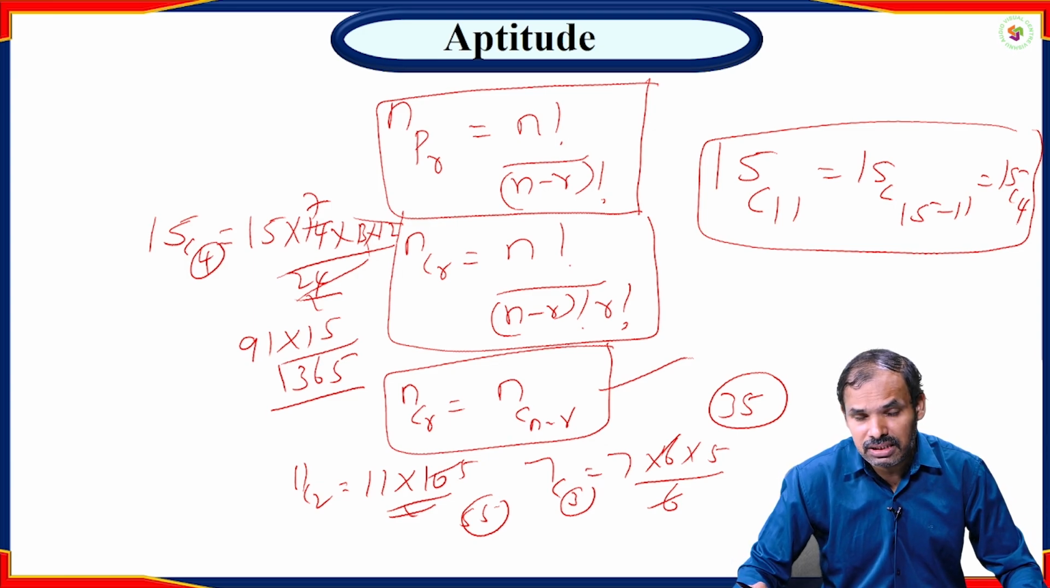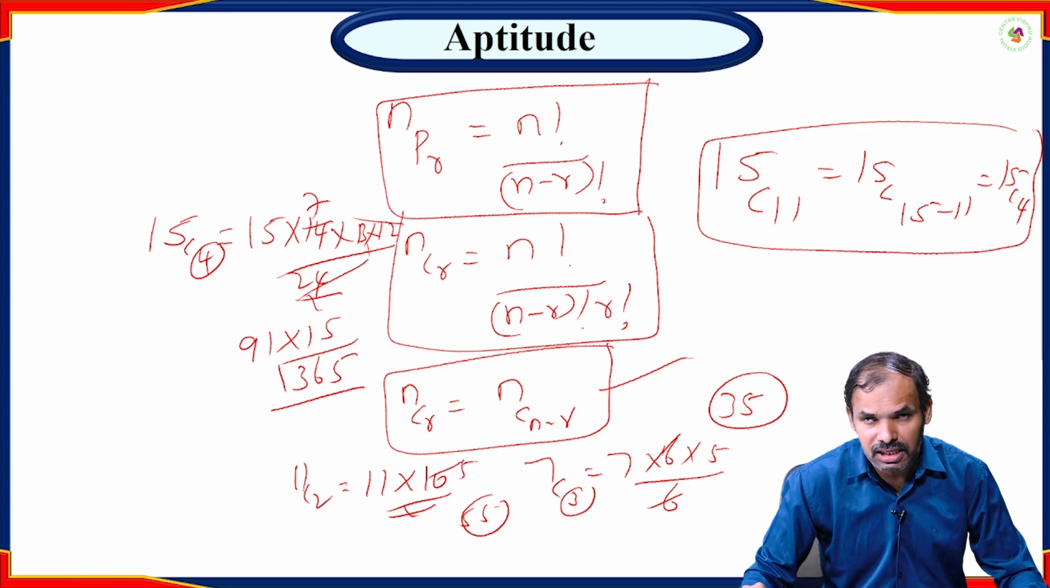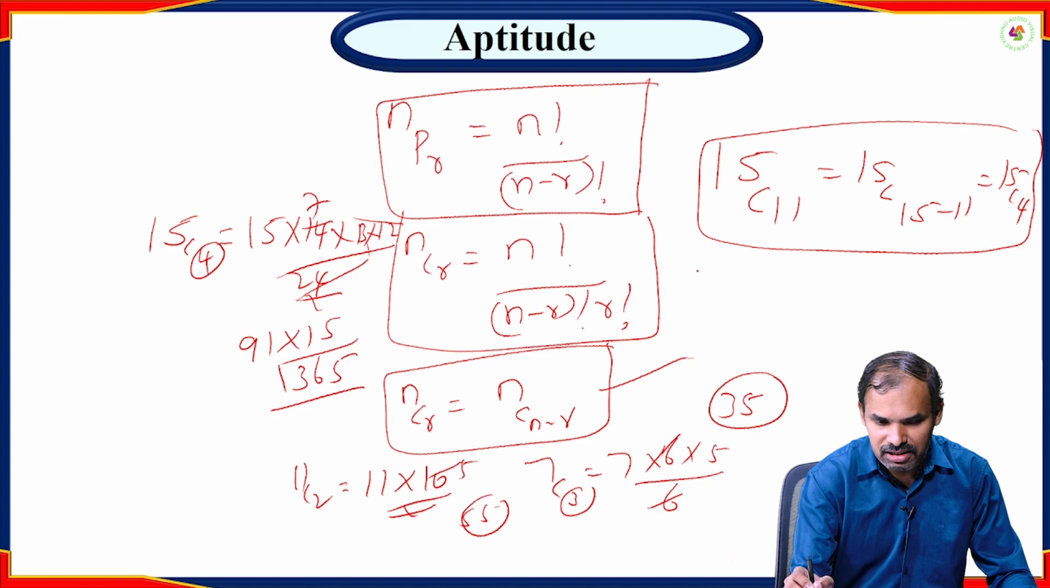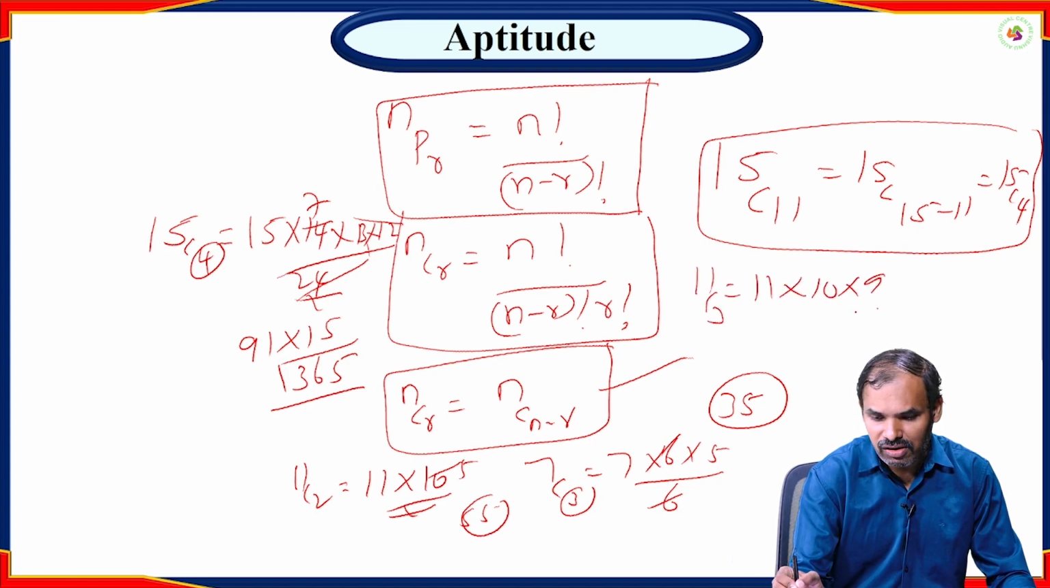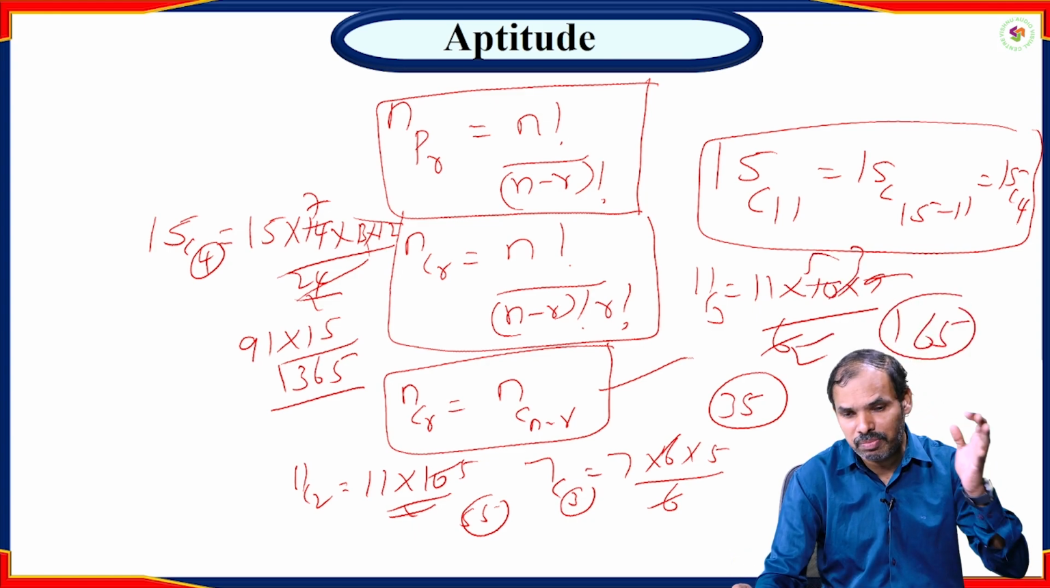Especially in permutations and combinations, calculation should be fast. For example, 5C3 can be written as 5C2: 5 into 4 by 2, which is 10. Let me calculate 11C3: 11 into 10 into 9 by 3 factorial, which is 6. 3 twos, 3 threes, 2 fives. Answer 165. So in permutations and combinations, calculation should be fast.